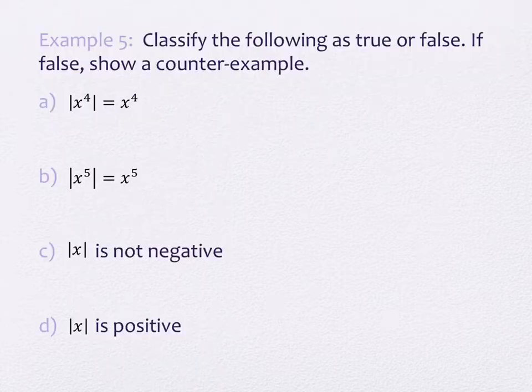So we're going to answer a few questions where we have to think about whether or not they're true or false. And if they're false, we show an example of what makes them false or when they would be false. The ones that we're looking at start out with the absolute value of x to the fourth is x to the fourth. So is that true or false? True. It is true. It doesn't say that we have to explain, but any thoughts on why?